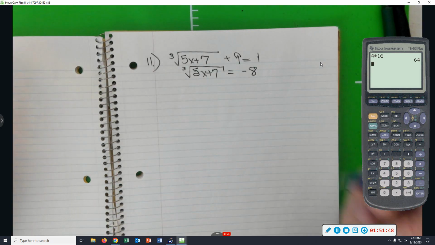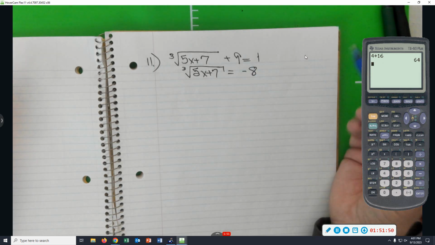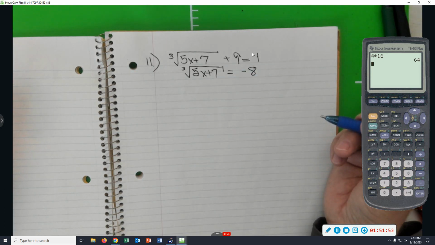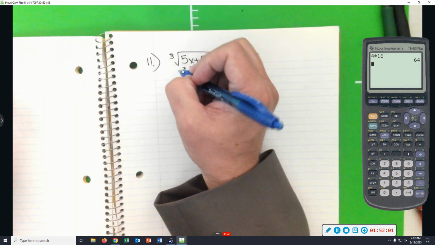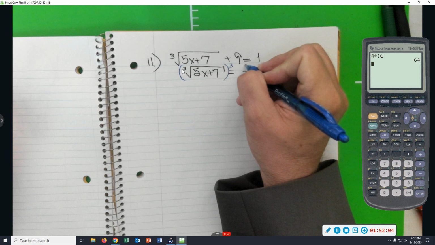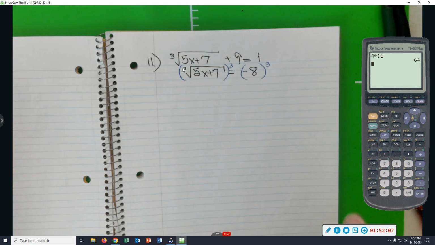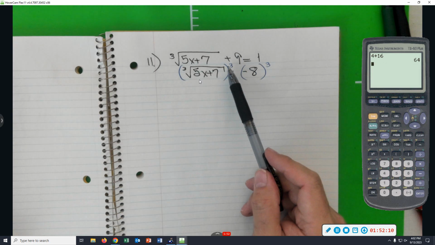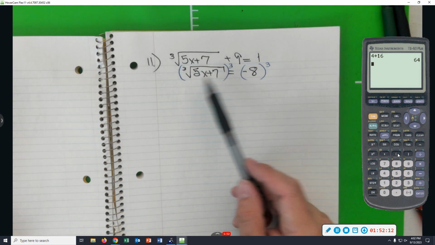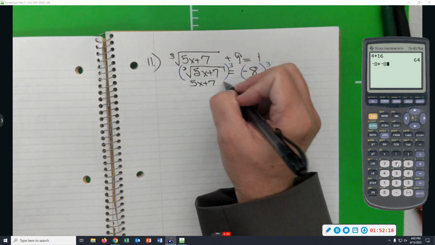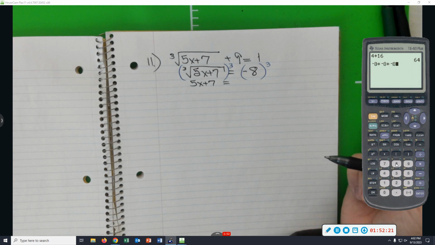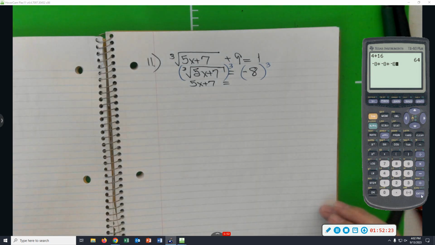And then we have the radical isolated, so we will raise both sides to what power? 3. Okay, so we're cubing both sides. We're ending on a lighter note. The last problems are easier. What's the left side going to reduce to? 5x plus 7. Now, what's negative 8 times negative 8 times negative 8? Don't say negative 24. Negative 512.